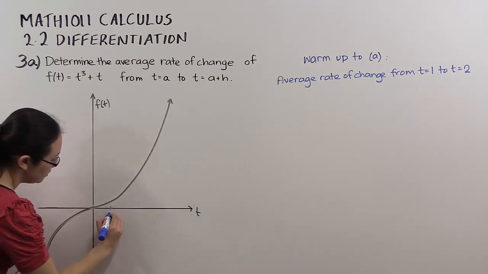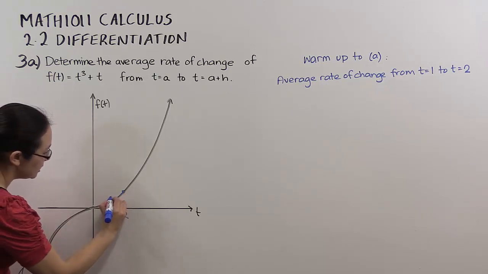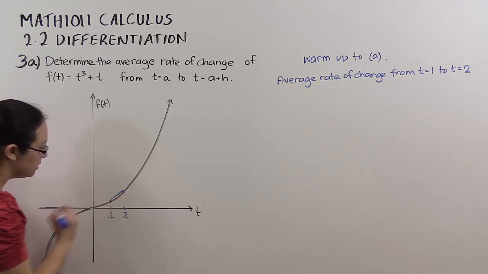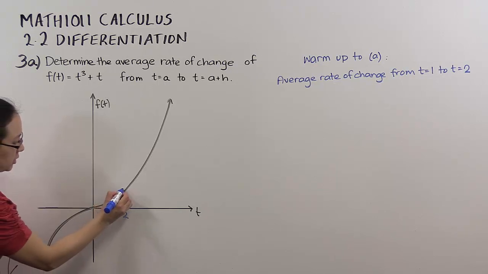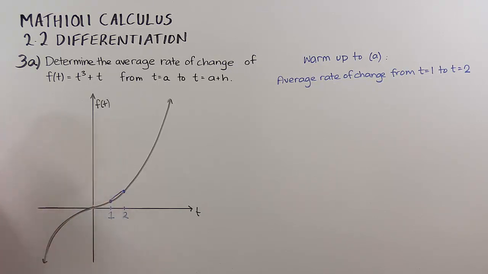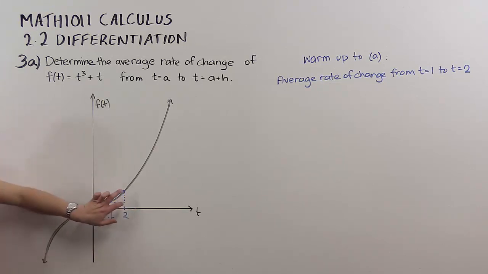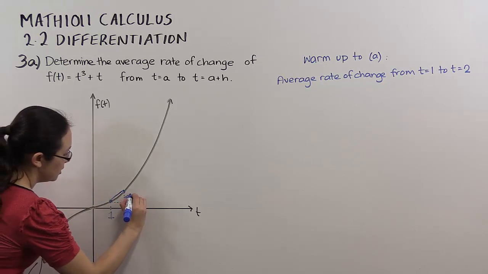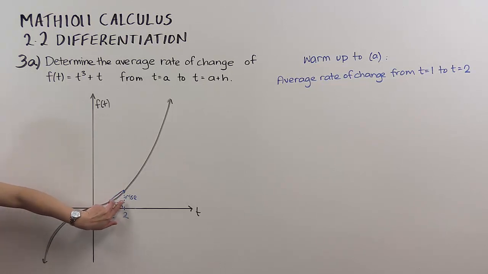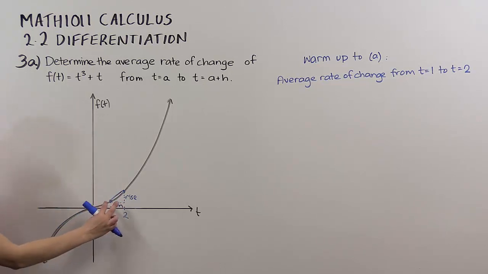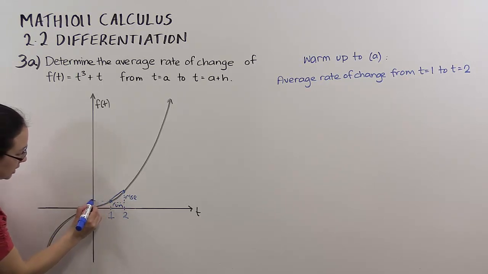So if I, for example, wanted the average rate of change from t equals 1 to 2, I'm really asking for the gradient of this chord that joins these two points on the curve at t equals 1 and t equals 2. If I want the gradient of that chord, I need to calculate this rise divided by the run. That's how we calculate gradient: the change in y divided by the change in x. The change in x is easy, that's just 2 minus 1. If I want the change in y, I need these y values here.